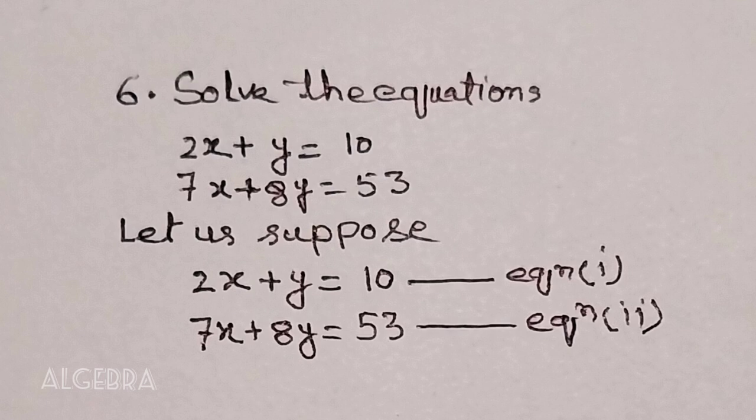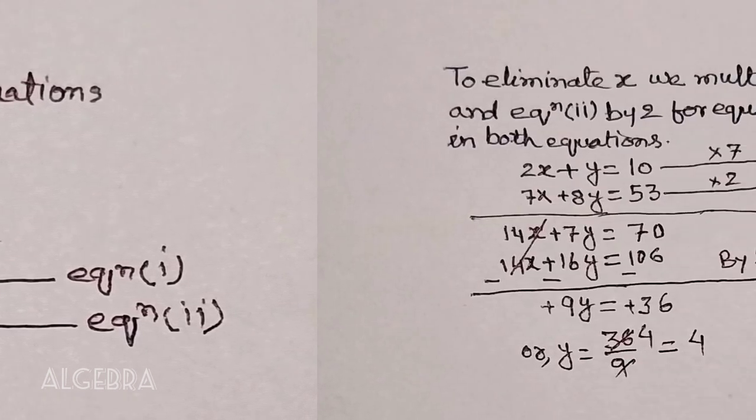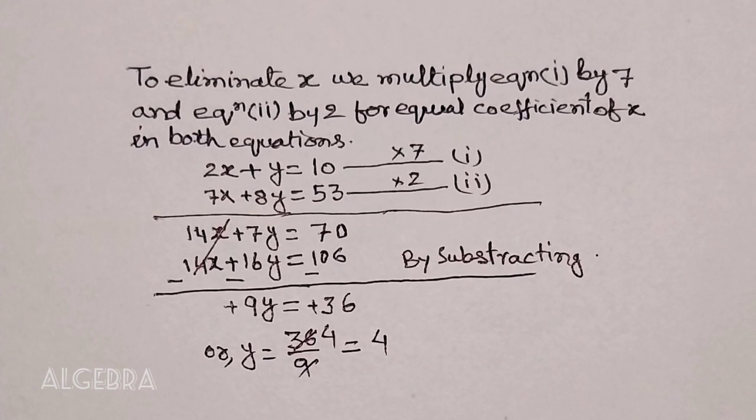Let us suppose 2x plus y is equal to 10, equation 1, and 7x plus 8y is equal to 53, equation 2. To eliminate x, we multiply equation 1 by 7 and equation 2 by 2 for equal coefficients of x in both equations. So 2x plus y is equal to 10 multiplied by 7 and 7x plus 8y is equal to 53 multiplied by 2. 14x plus 7y is equal to 70 and 14x plus 16y is equal to 106.